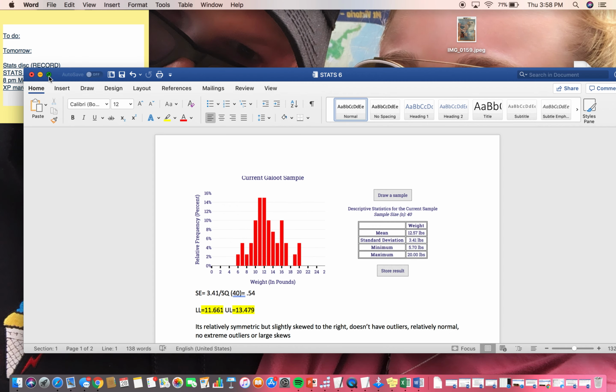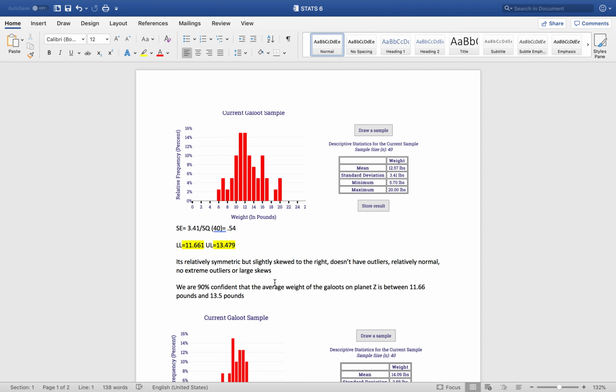Hello, and for discussion 6, I was version 2. So I chose the weights and I chose N as my 40. My mean for my first sample was 12.57, my standard deviation was 3.41 pounds, my minimum was 5.7 pounds, and my maximum was 20 pounds.